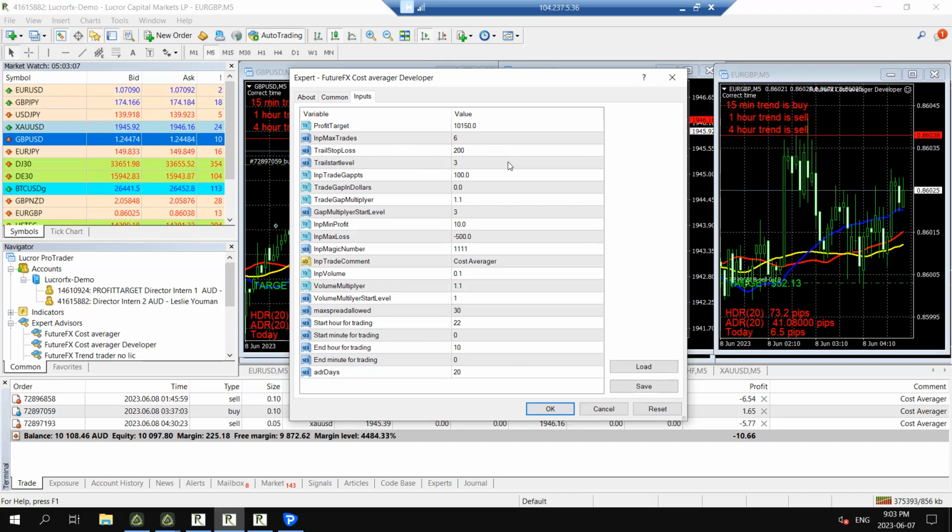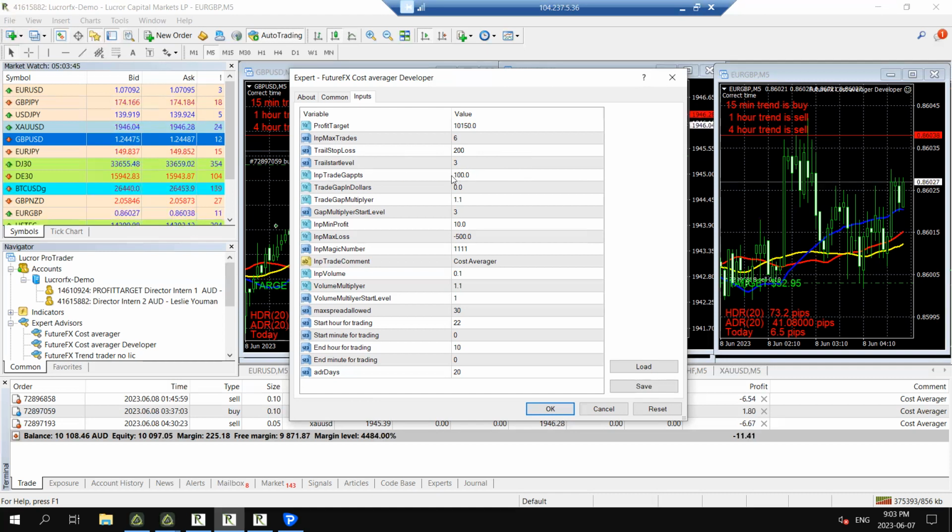But you can also set what level you want the trailing stop loss to work on. So I have mine set at 3. So that means the first 2 trades won't have a trailing stop loss feature. It'll only work on the 3rd trade, 4th trade, 5th trade, and 6th trade. That's just the way I personally like to use it at the moment. You can set that at 0 if you like, and then the trailing stop loss will work on every single trade. I just have mine set to start on the 3rd trade of each pair.